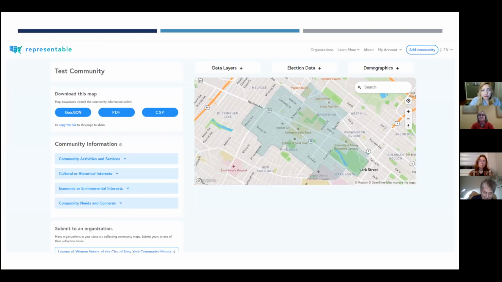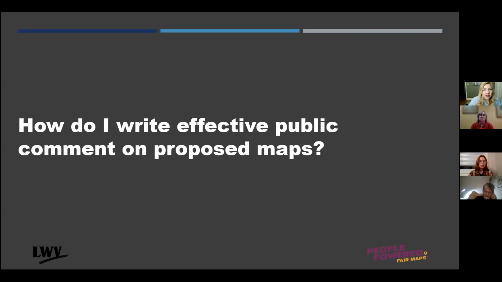GeoJSON and CSVs will allow you to actually upload this map into a different mapping software if you wanted to be really technical and you wanted to apply some of the ideas of population density and all of that to your maps. You can do that there. Or if you want the more simple version, you can use this and you can just submit your PDF to the commission. It's very easy. And it will include all of that contextual community information as well, so the commission can understand why you're asking for these specific districts. So that's an option too.